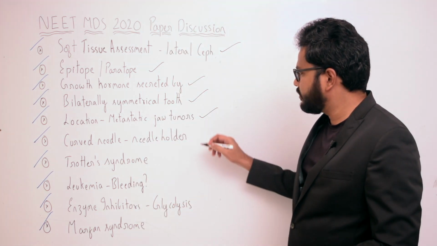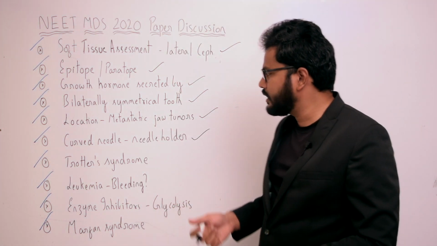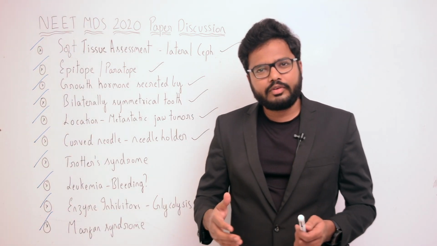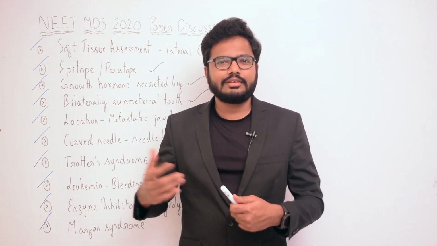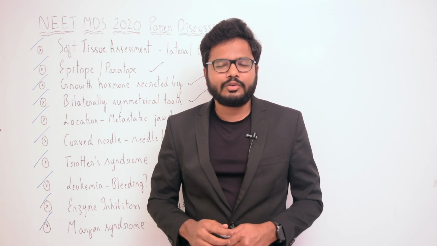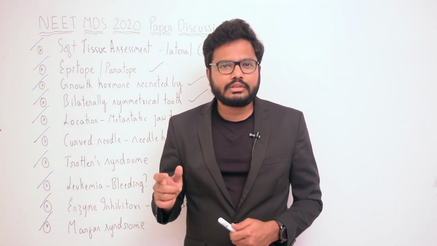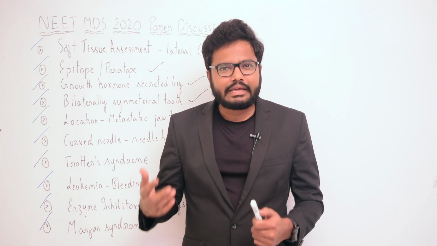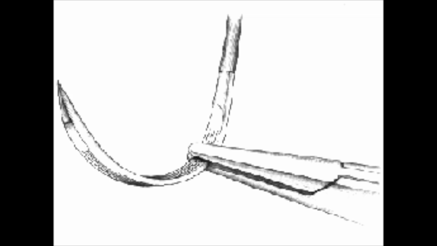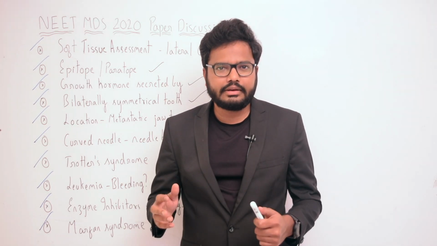Now, let's move on to the next question. Where do you hold a curved needle? If any one of you have done sutures, then you can answer this pretty conveniently. At the junction of anterior 2/3 and posterior 1/3 for greater stability. As you can see in the image, we have a needle holder. Greater stability is achieved with the needle holder at the junction between anterior 2/3 and posterior 1/3 of the needle, right?